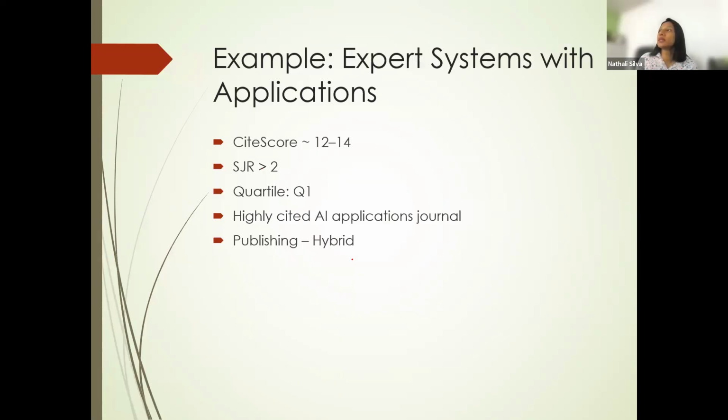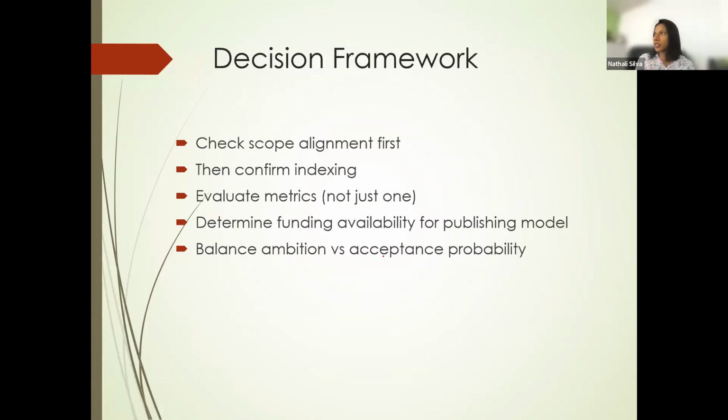And Expert Systems with Applications, again, that's a computing domain journal, a very reputed one. Their SJR is also greater than 2 and CiteScore is more than 10. The publishing is in hybrid form, which means you can have open access or subscription depending on the availability of your funding. So this is again another journal.